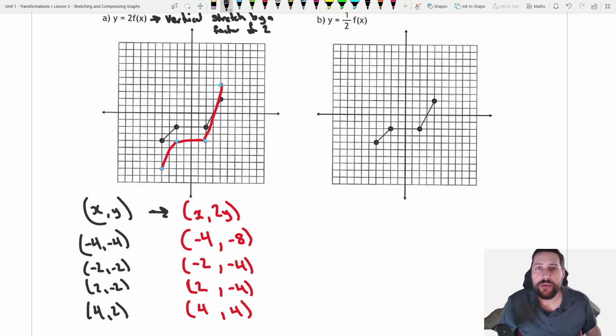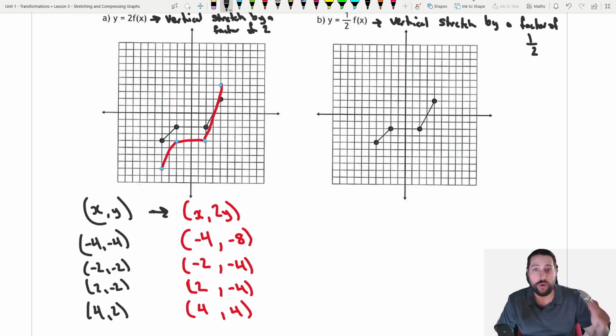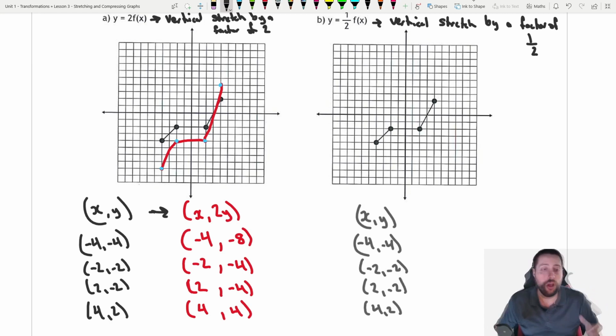Moving on to part B, we have y is equal to 1/2 of f of x. So this is again a vertical stretch by a factor of 1/2. Okay, so that's what it's now turned into. This is the exact same graph as before, so we can fill in the parent function for x and y. Now that we've done that, let's apply the mapping notation to it.